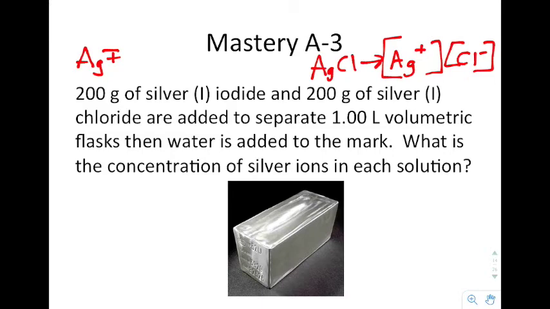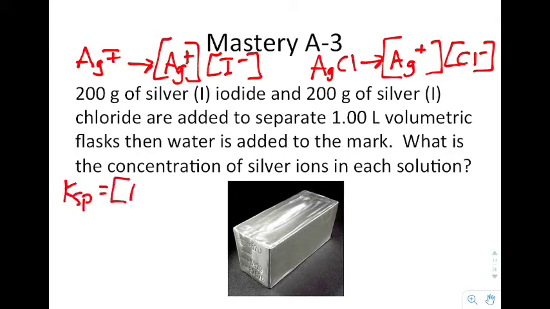Okay, the solids are added to separate 1 liter volumetric flasks, and then water is added to the mark. What is the concentration of silver ions in each solution? So these are separate calculations. We're just using them for comparison's sake. So we say Ag plus and I minus. Okay, so now what I need to do is write a KSP expression. And so when you write your KSP expression, you would say KSP is equal to Ag times I, and KSP is equal to Ag times Cl.